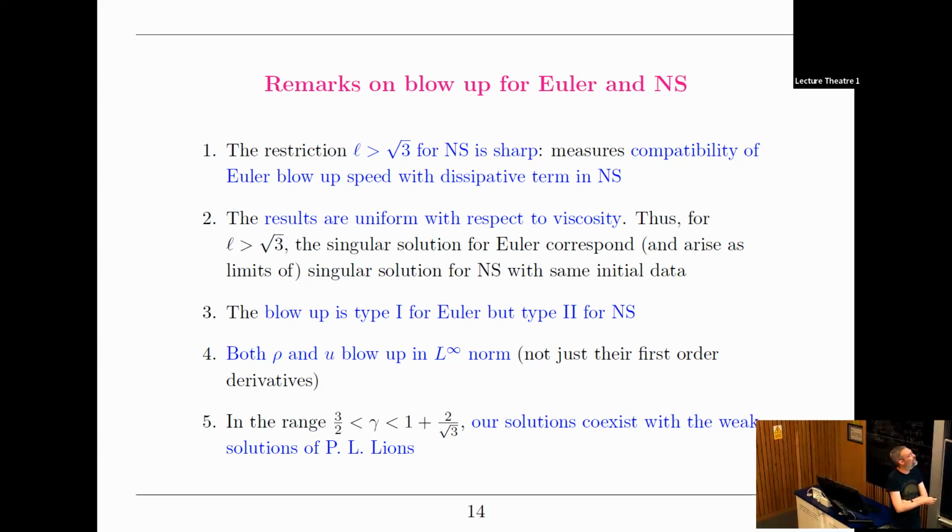Okay, so that finishes what I wanted to say on compressible Navier-Stokes, and then let me finish the talk with the main ingredients in all these results, which is the existence of these self-similar profiles for compressible Euler.